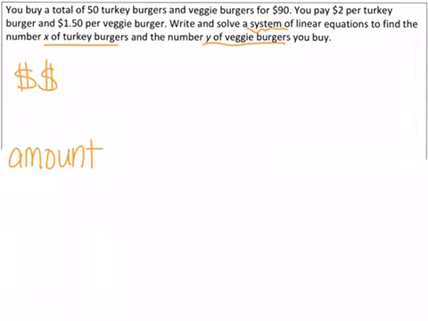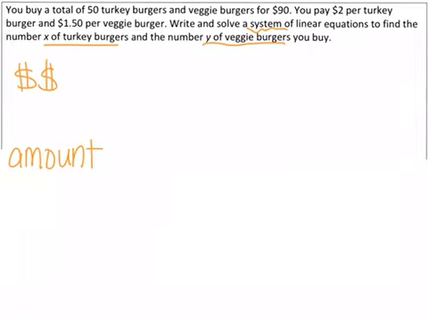Write and solve a system of linear equations to find the X number of turkey burgers and the number of Y veggie burgers that we buy. So we're going to make two equations. When it talks about a system of linear equations, that is two. The first one is going to be about the money, the price of these burgers. And then the second one is going to be about the amount, how many patties you buy.